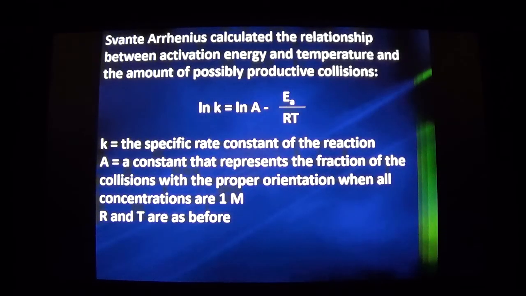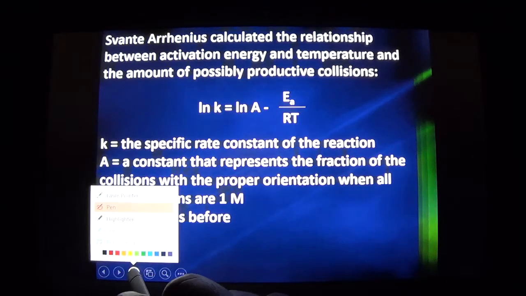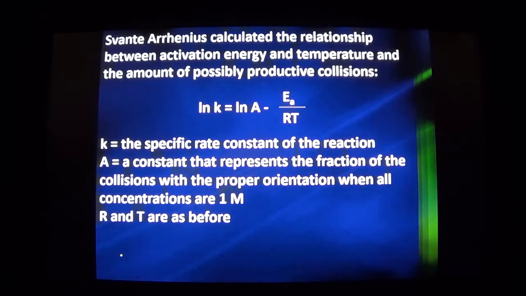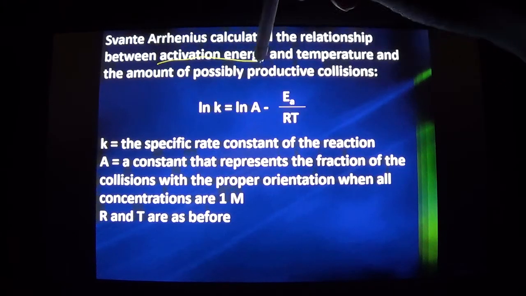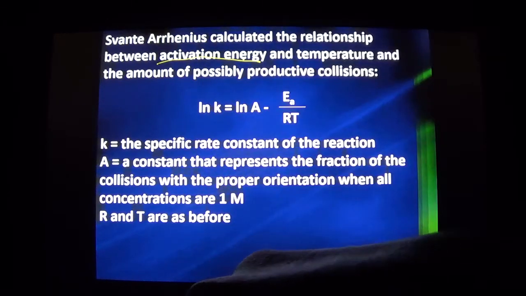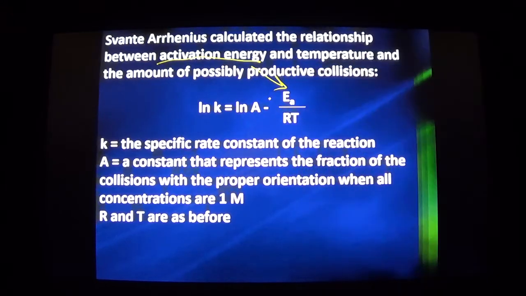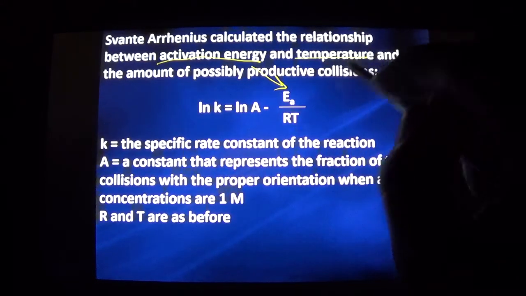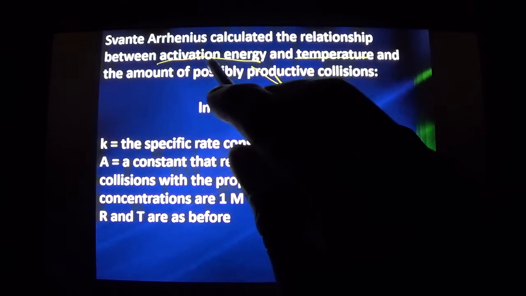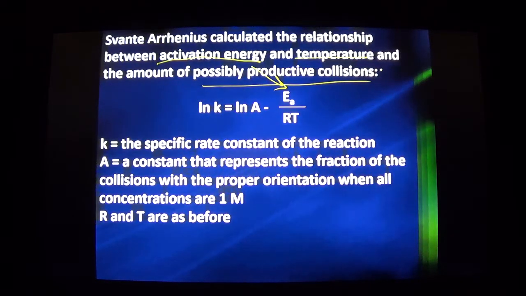Okay, so Svante Arrhenius, a good friend of ours who you might recall from pre-AP, you're like, why does that name sound familiar? Well, he came up with one of our definitions of acids and bases. But he did a lot of other chemistry work, and one of the things he did was calculate a relationship between the activation energy, that's this Ea, and the temperature, and the amount of possibly productive collisions.